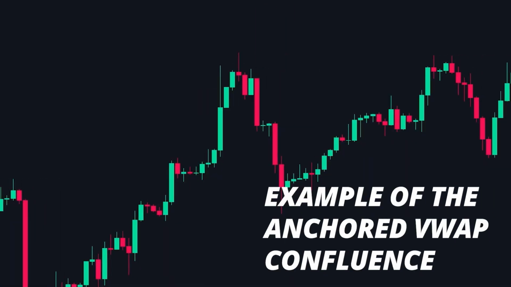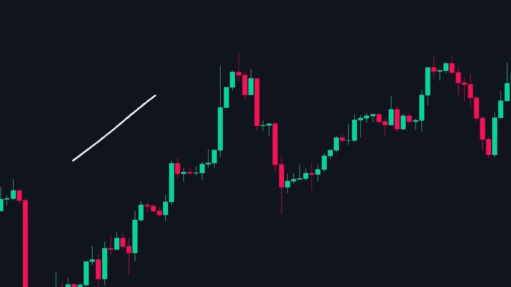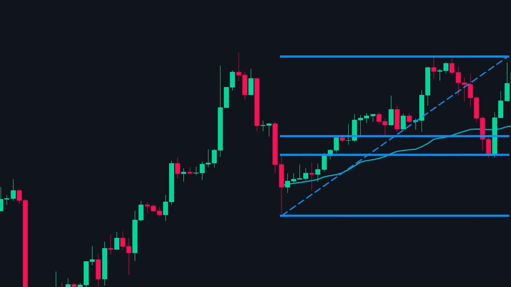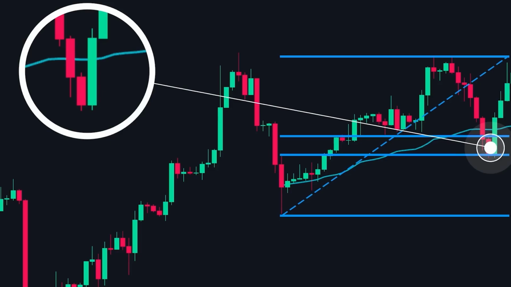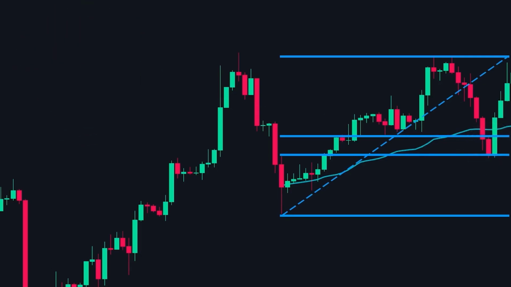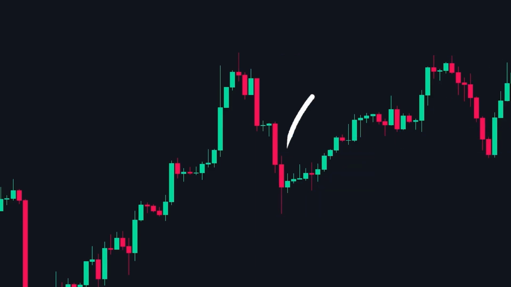Here's an example of the anchored VWAP confluence. The price was in a strong uptrend and made a huge impulsive move before pulling back. We plot the anchored VWAP from the beginning of the up run and use the Fibonacci retracement tool. The golden zone on the Fibonacci retracement coincides with the anchored VWAP, implying that this sector should provide strong support. When the price returns to this level, it produces a bullish engulfing candle, with the enormous green candle covering the entire red candle from the prior time. This bullish engulfing candle indicates a possible upward reversal.